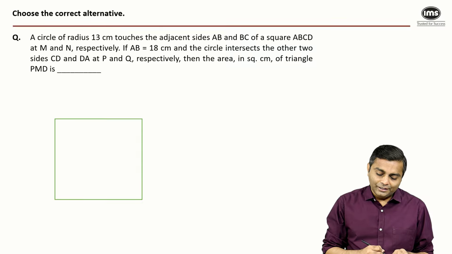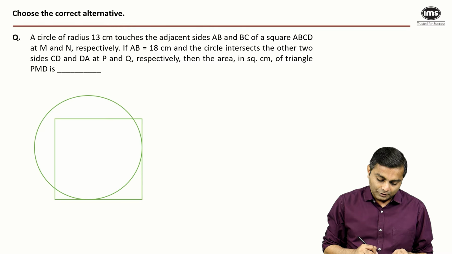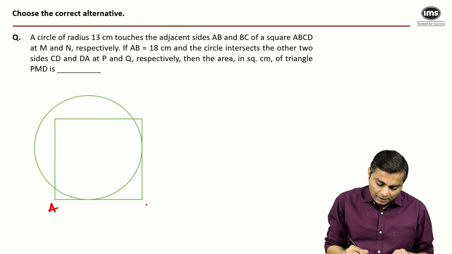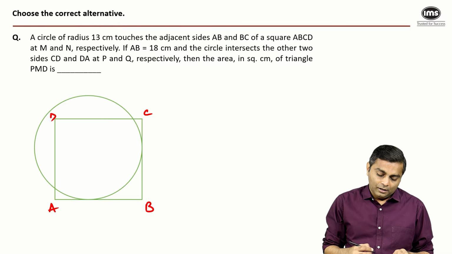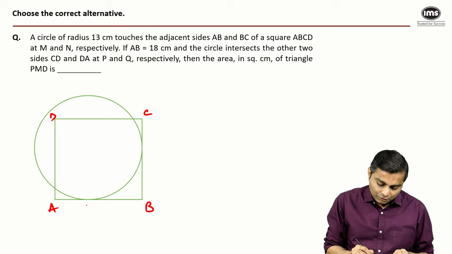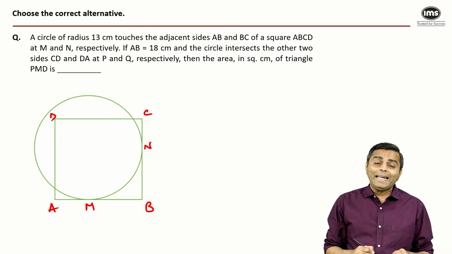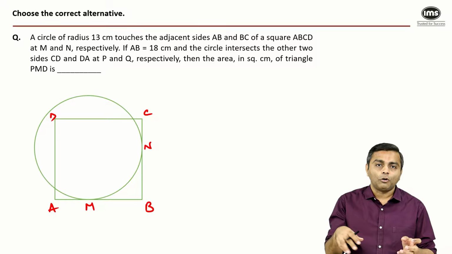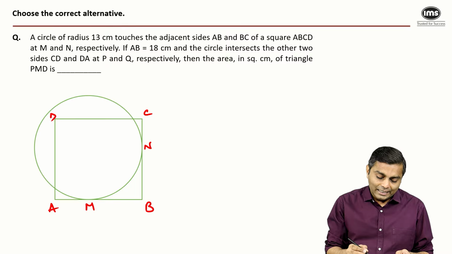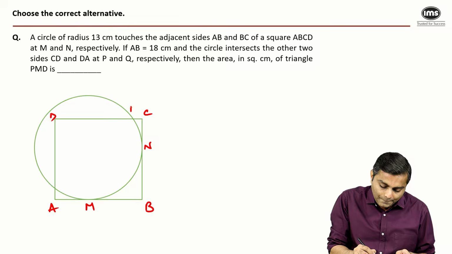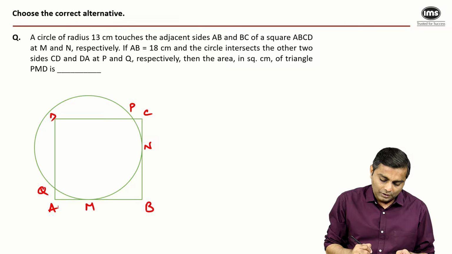Circle of radius 13 touches adjacent sides AB, BC of the square ABCD at M and N. Okay, let's just first have the circle also. Adjacent sides AB and BC. So I'm naming this as A, B, C and D. At M and N respectively. So this is M touching here. So this is N. AB is 18, so all four sides of the square are 18. Circle intersects the other two sides CD and DA, CD at P and DA at Q. So this is our P and Q.